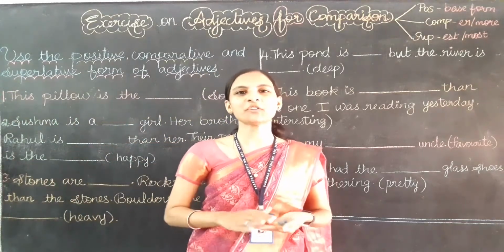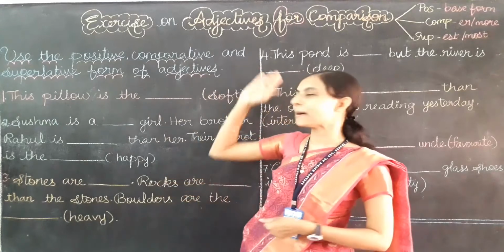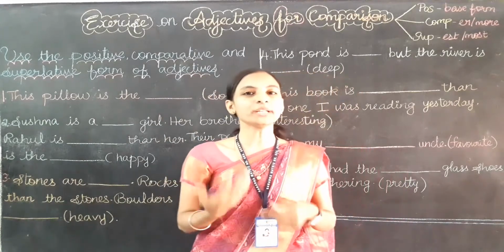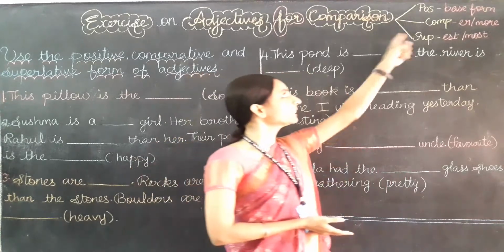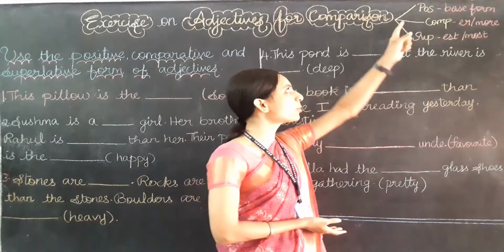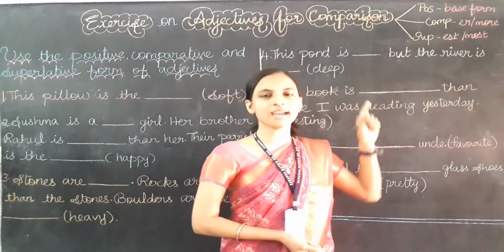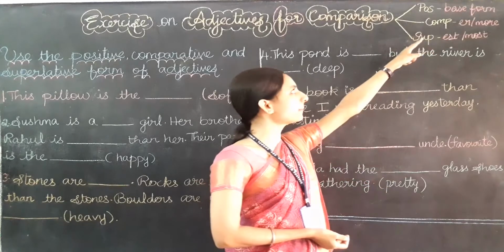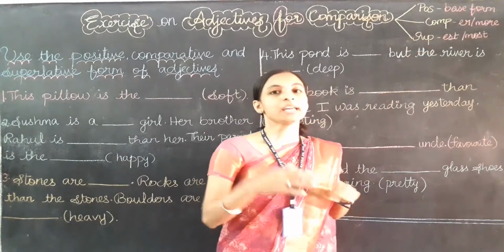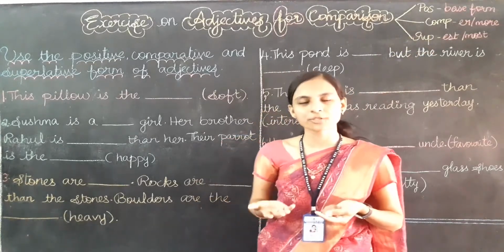In the previous video we have learnt about adjectives for comparison. Am I right? So how many forms of adjective for comparison we have learnt? Yes, we have learnt three forms of adjectives, that is positive degree, comparative degree and superlative degree. I have written in short form positive degree, comparative degree and superlative degree. What is positive degree? That is positive form.